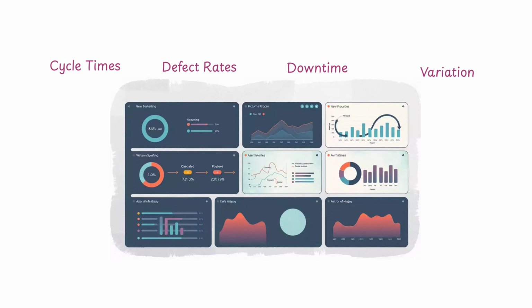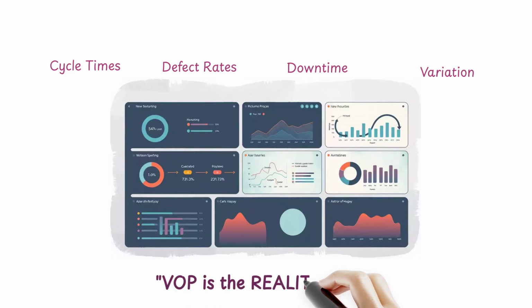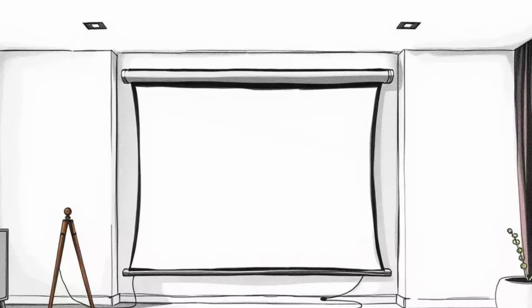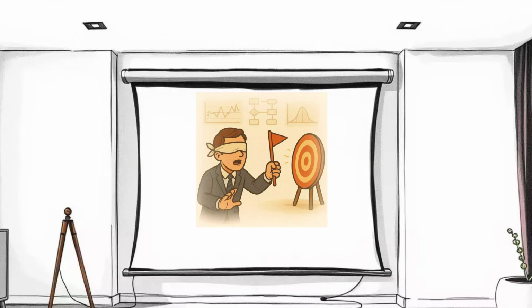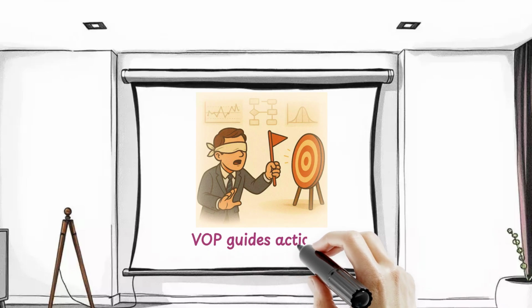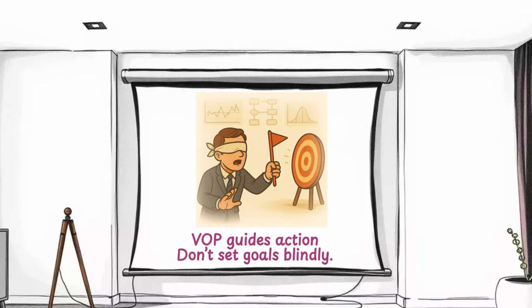If the voice of the customer is the wish list and the voice of the business is the strategy, then the voice of the process is the reality check. Ignoring VOP is like setting goals with your eyes closed. Lean Six Sigma tools, like control charts, process mapping, and capability analysis, help you translate VOP into actionable insights.